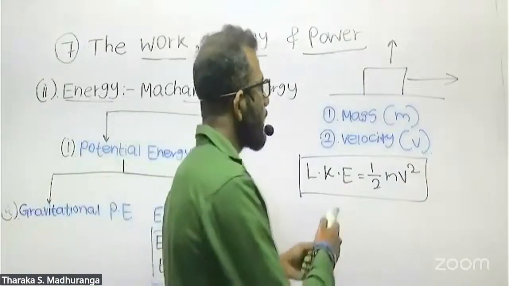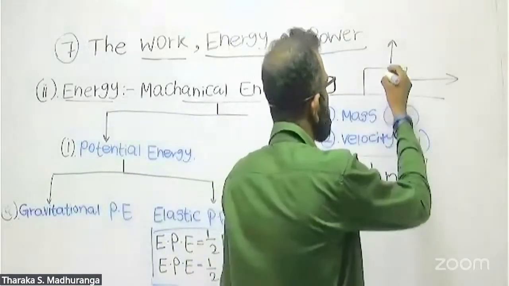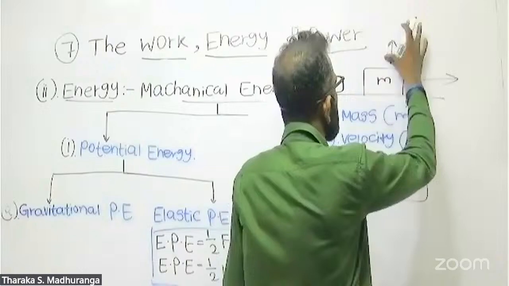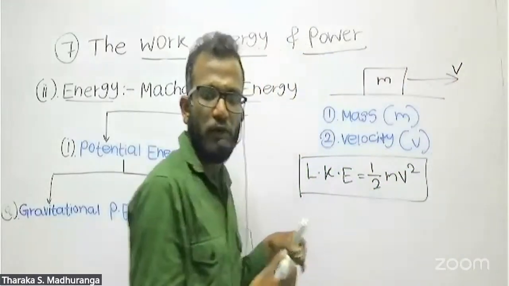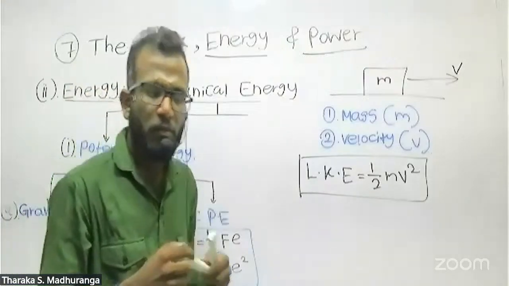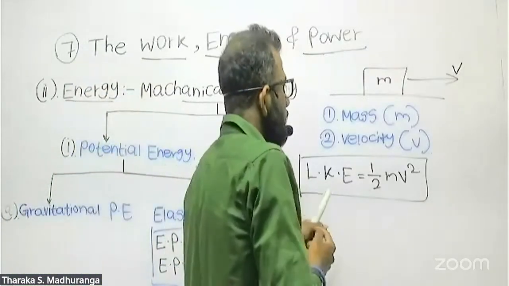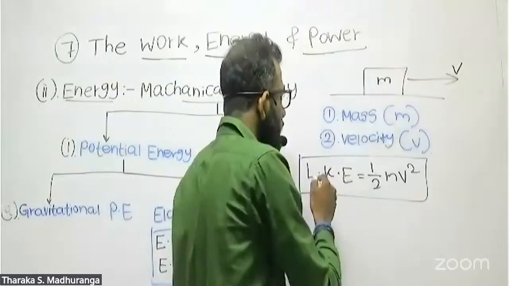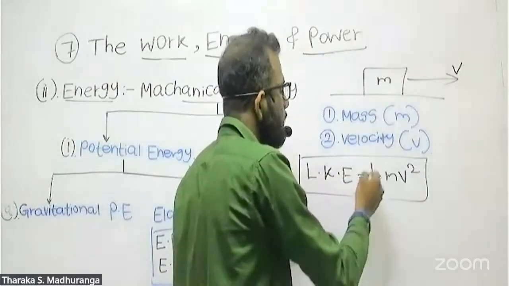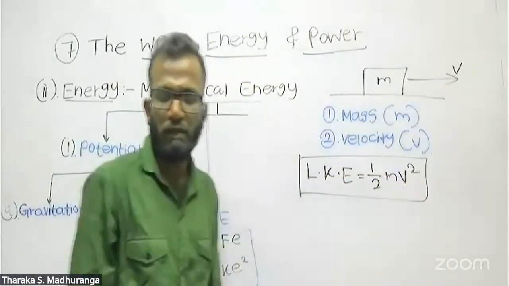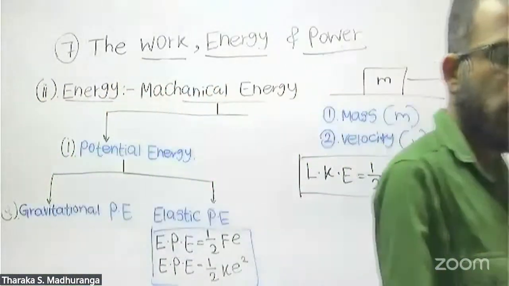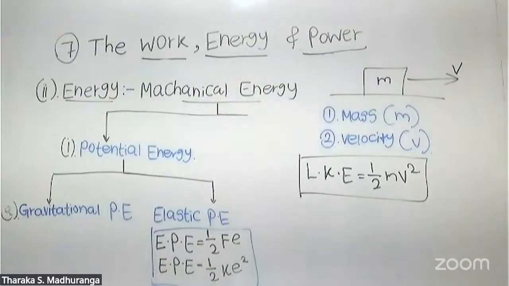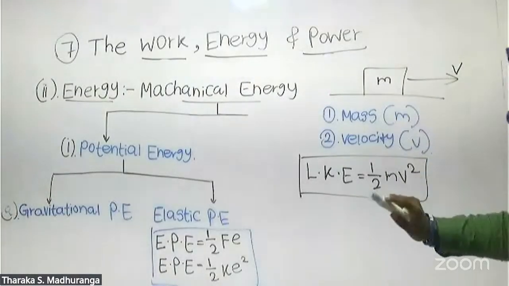Okay, after that, draw this figure: mass m moving with velocity v. After drawing that, you can write the linear kinetic energy equals half m v squared. First draw this, and then write down the equation.